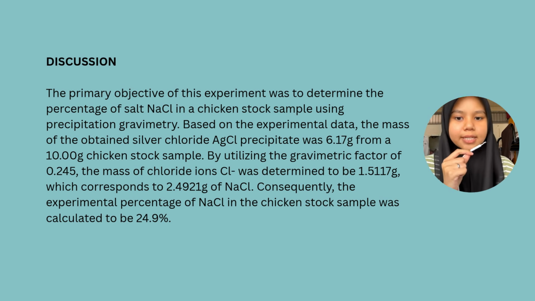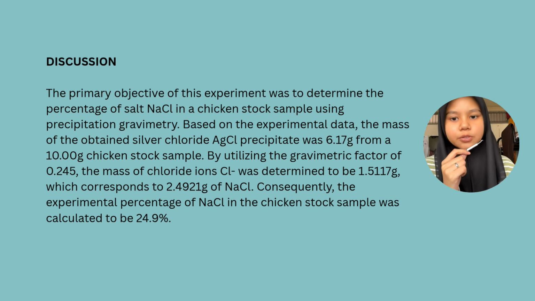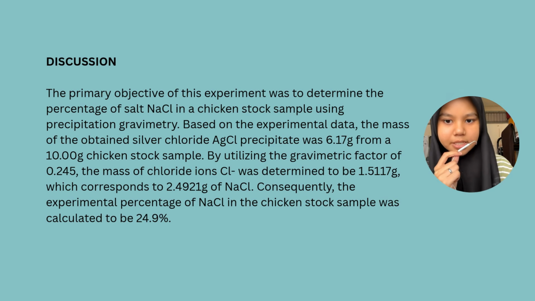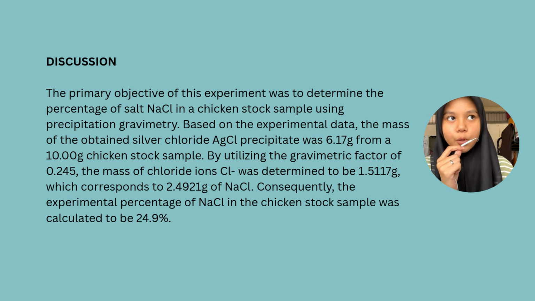I'm going to present the results and discussion of our gravimetric analysis experiment, where we determined the percentage of sodium chloride, or common salt, in a commercial chicken stock sample. The primary objective of this experiment was to isolate and quantify the salt content using precipitation gravimetry from a 10-gram sample of chicken stock. We successfully precipitated 6.17 grams of silver chloride by applying a gravimetric factor of 0.245.